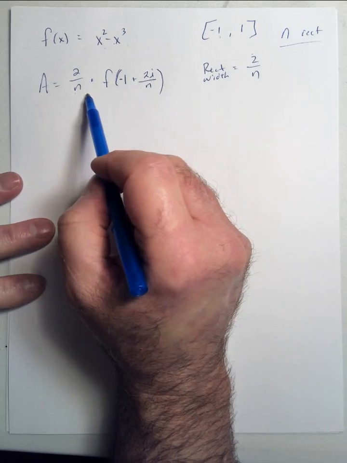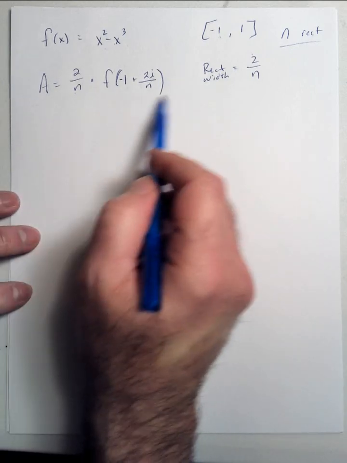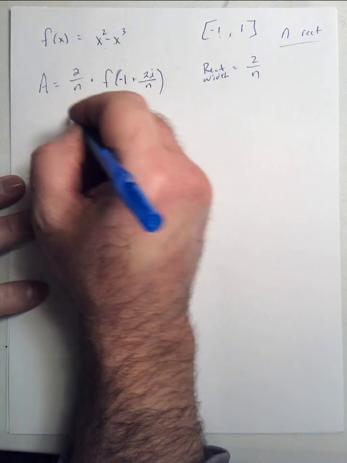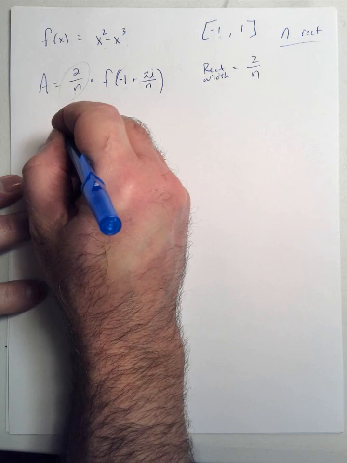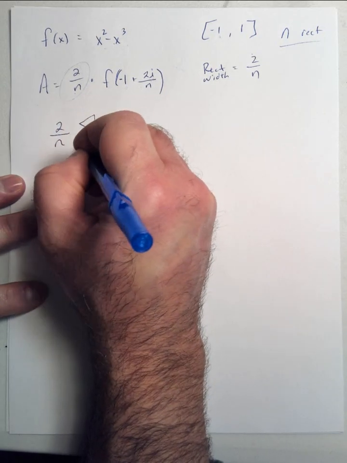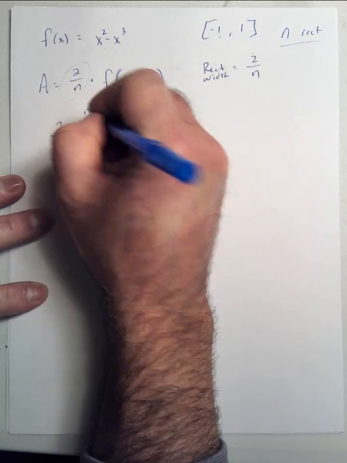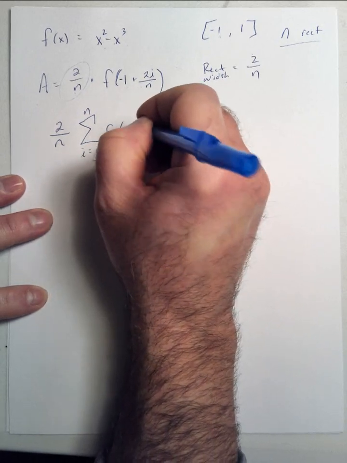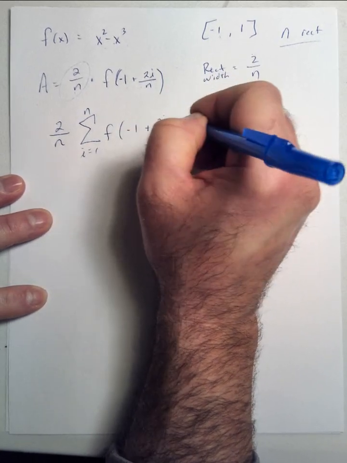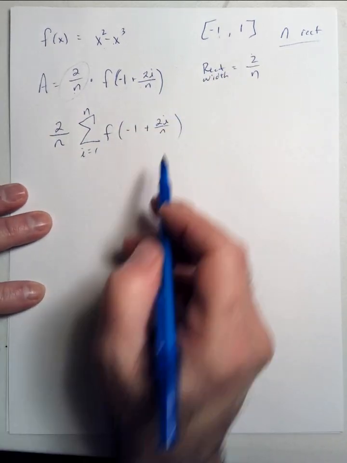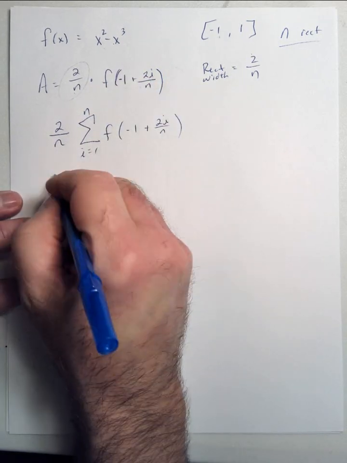Okay, so the next step then is we need to sum all these up, and we're going to take that constant out front. So the sum as i goes from 1 to n of f of -1 plus 2i over n. Plug it into the function.